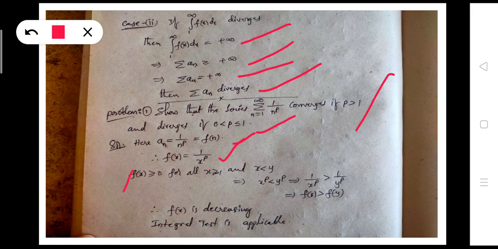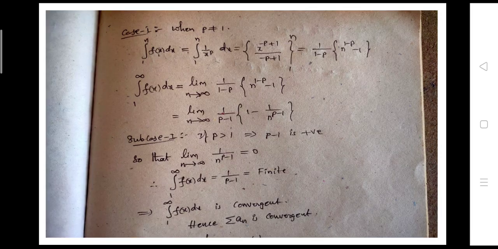f of x is greater than 0 for all x greater than or equal to 1. If x is less than y, this implies x power p is less than y power p. This implies 1 by x power p is greater than 1 by y power p. That is, f of x equals 1 by x power p and f of y equals 1 by y power p, so f of x is greater than f of y. Therefore, f of x is a decreasing sequence, so the integral test is applicable.